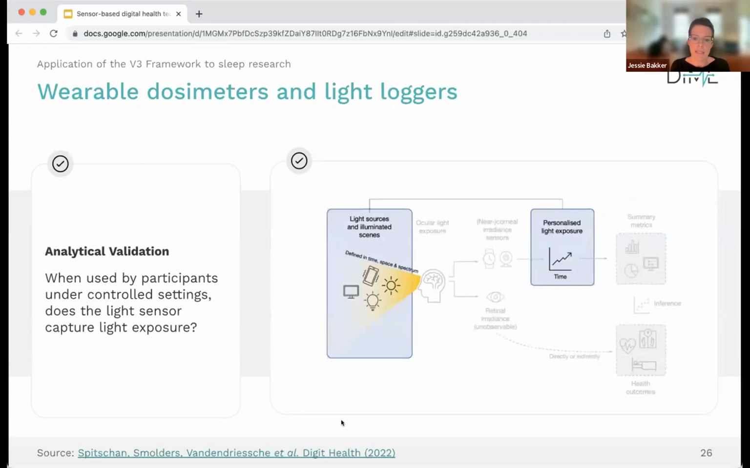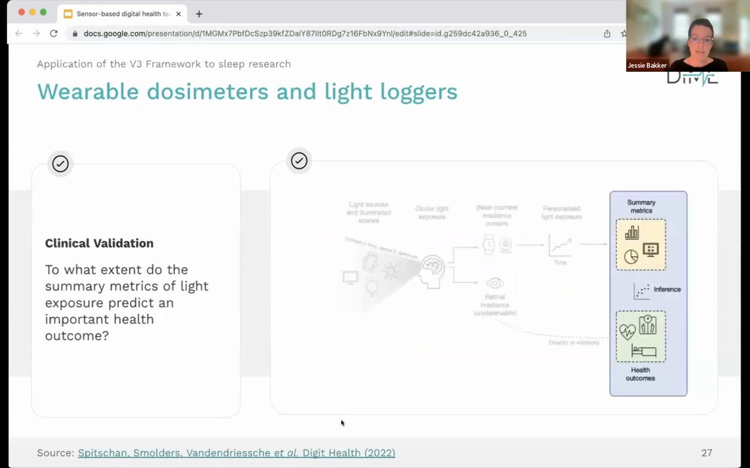Moving into analytical validation now. Analytical validation focuses on the algorithm that takes that light sensor data and estimates personalized light exposure of some kind. So when used by participants under controlled settings, so by now the light sensor is contained within the form factor of the tool itself. So it might be a watch, as I mentioned before, it might be glasses. Compared to that reference standard, typically in a lab setting, does the tool itself, the light logger, capture what we believe to be the true light exposure?